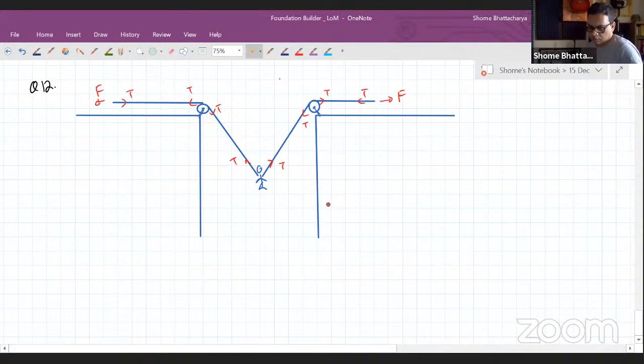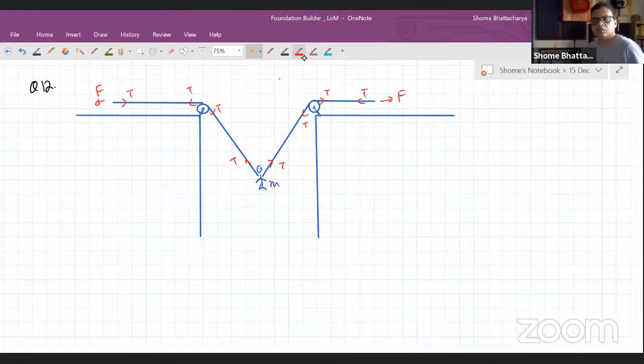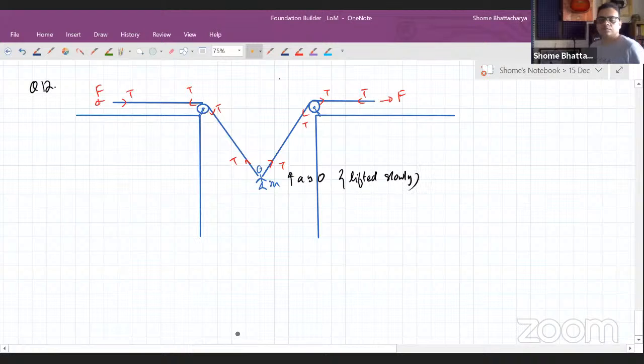So this person who's fallen into the ditch, suppose his mass is m. Now this mass m is being lifted very slowly. So if it is being lifted very slowly, that means this upward acceleration is tending to zero, because the person is being lifted slowly. So if you make the free body diagram of the person, you can see that there are two tensional forces acting like this.